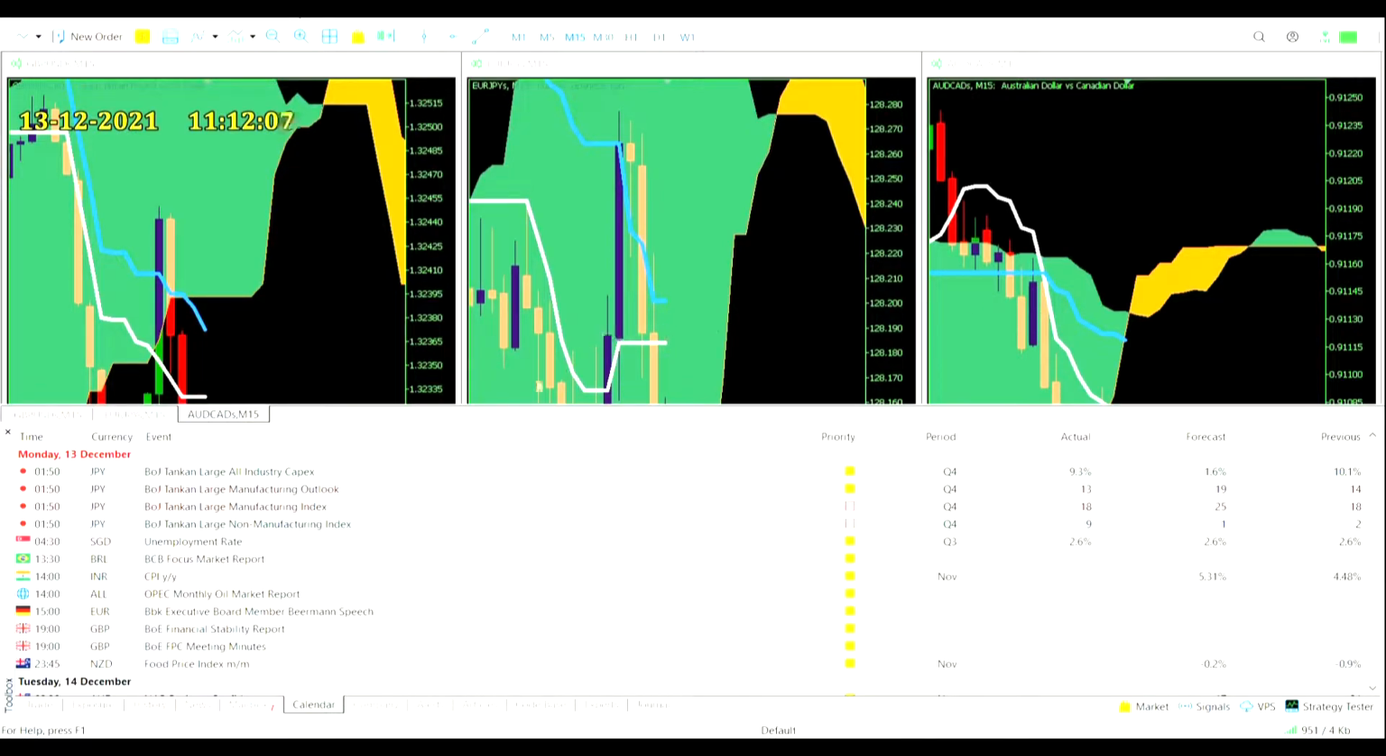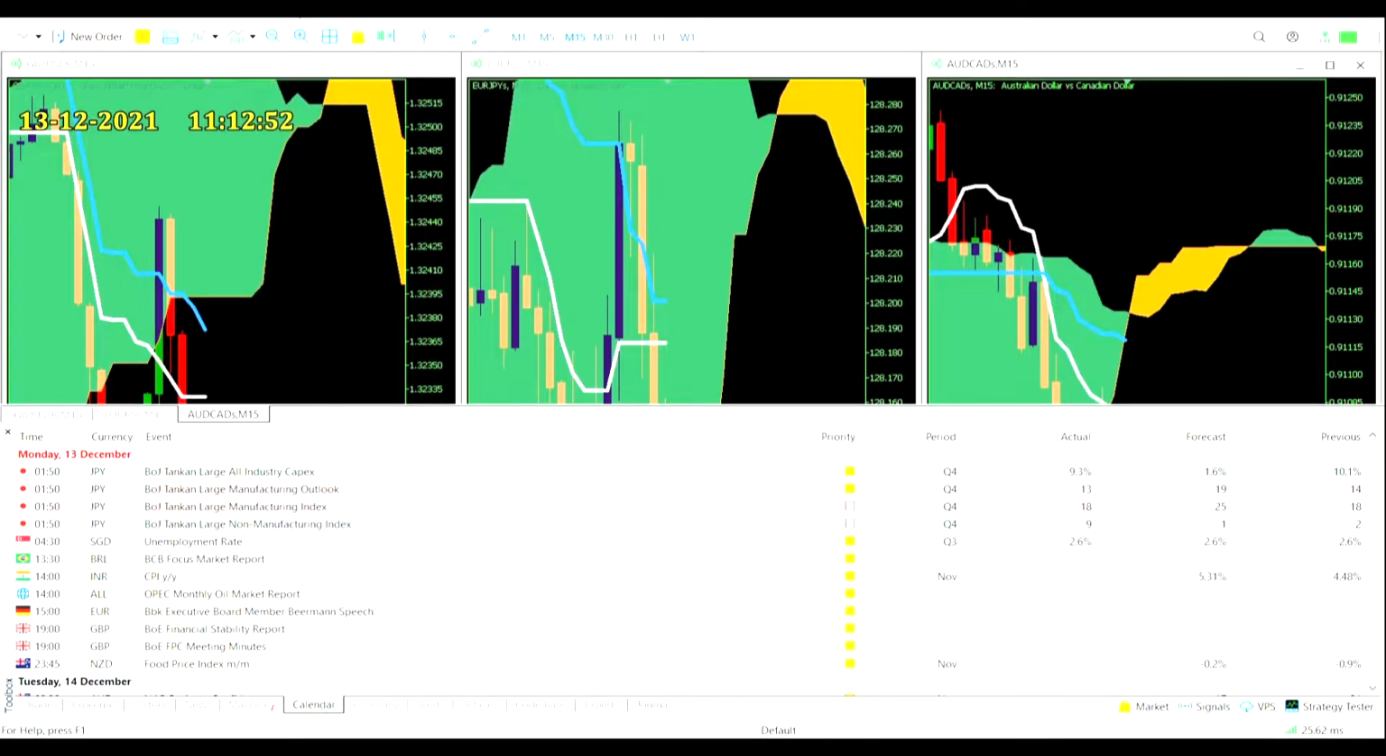So we see the large manufacturing outlook, that is 13 actual against forecast 19. So even though it's a miss and it's disappointing in that sense for them, it's still comfortably above 0. And similarly in the large manufacturing index, an actual of 18, which does match the previous of 18, but it's a miss on the forecast of 25.